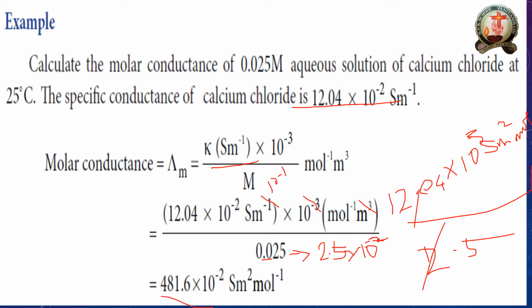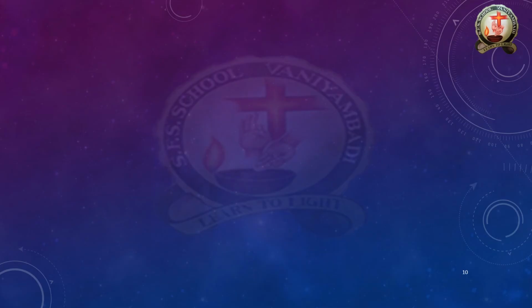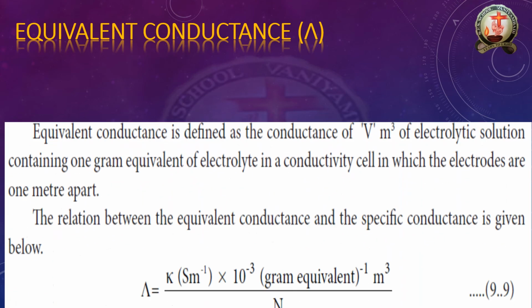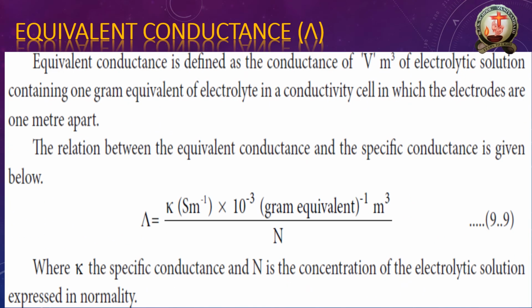In the previous slide we fully learned about the molar conductance and how to calculate the molar conductance of the solution. Now we are going to see equivalent conductance. Molar conductance is for 1 mole of solution, but equivalent conductance is for 1 gram equivalent weight of the electrolyte acting as the solute.